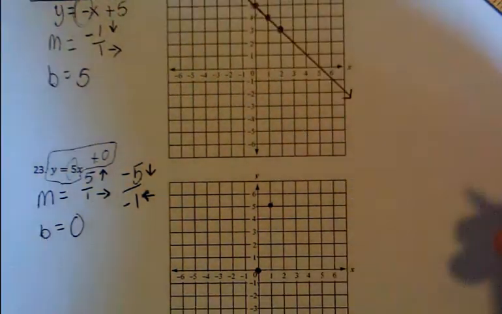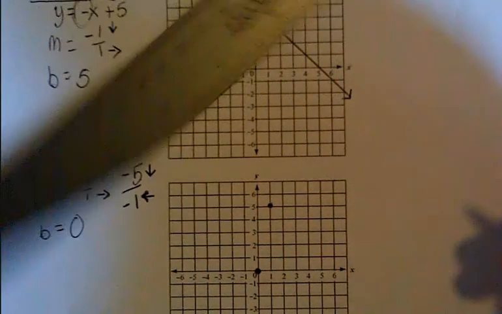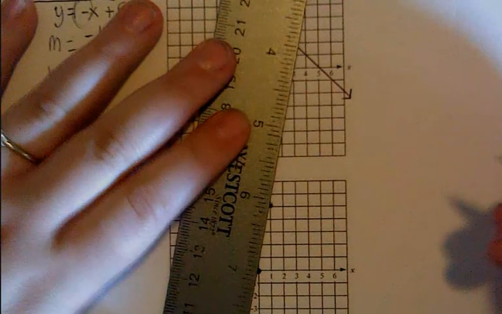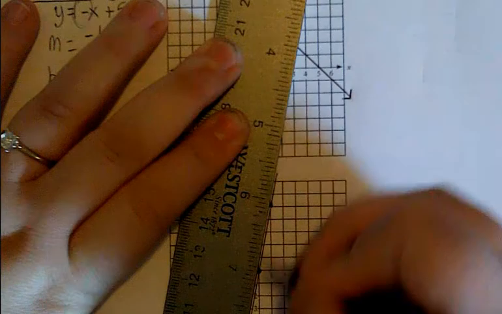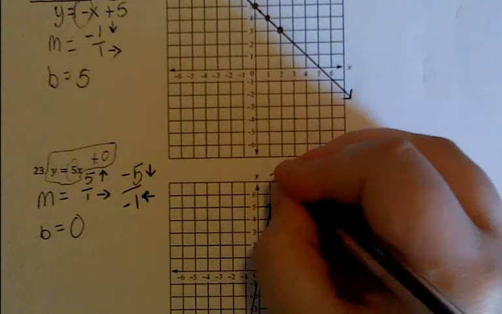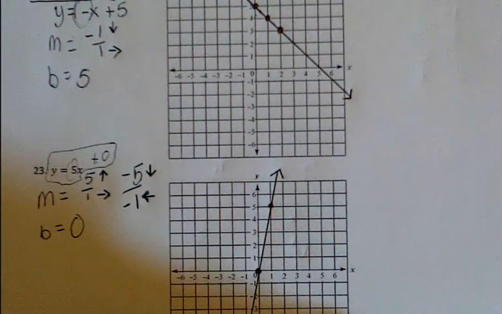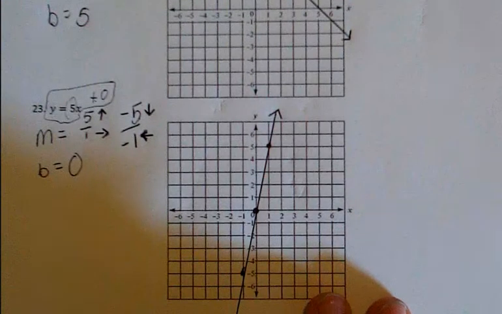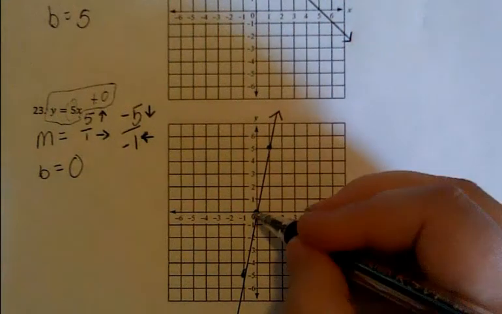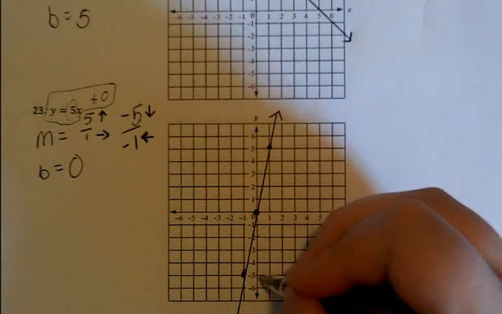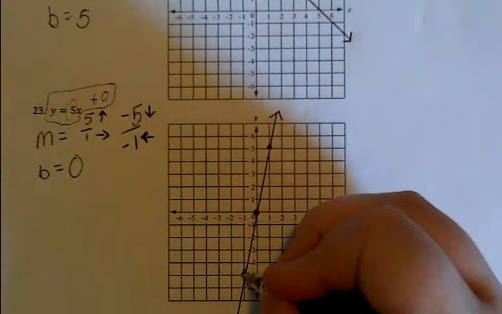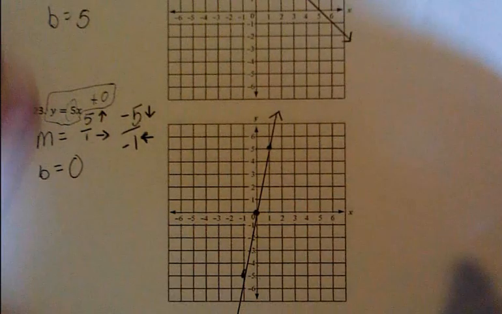Now I have my 3 dots. I'm going to connect them. Notice how my line goes all the way through my graph, and I have finished it with arrows. So again, to show you that last dot, since it was off the screen, you would go down 5. 1, 2, 3, 4, 5, and then to the left 1 and put your dot. Okay.